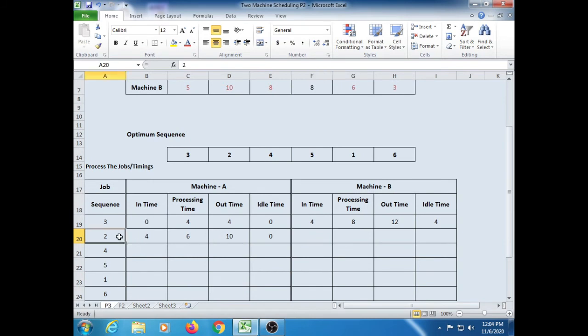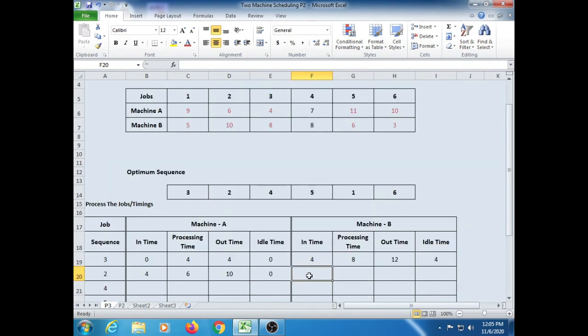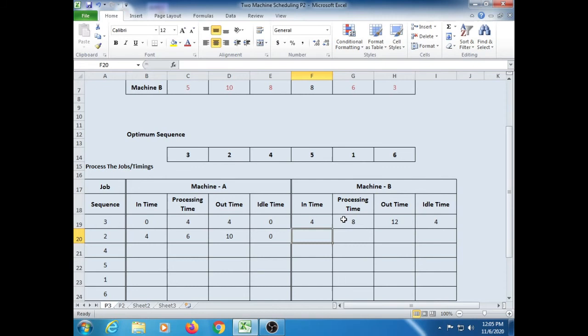Then after processing the job on machine A, we have to process the job on machine B also. Right. So here what is the in time? We have to check the previous job's out time. What is the previous job's out time? That is the 12th hour. So at the 12th hour machine B is ready to perform the next job.